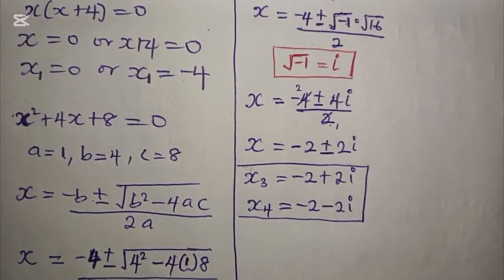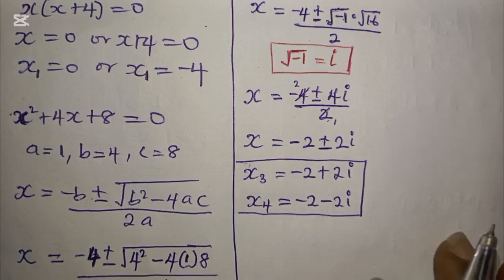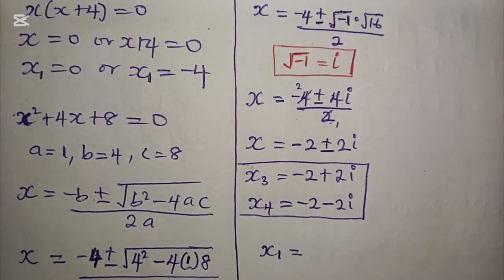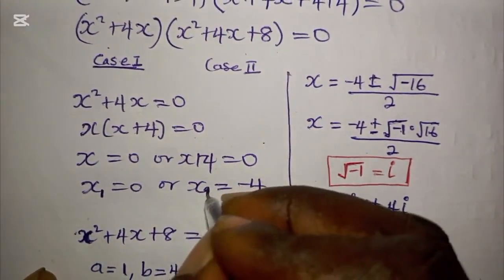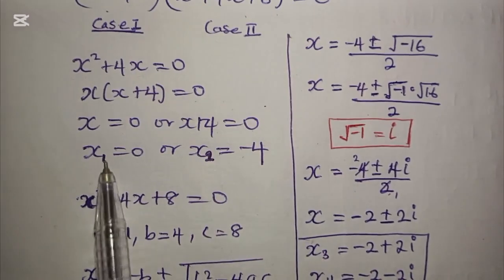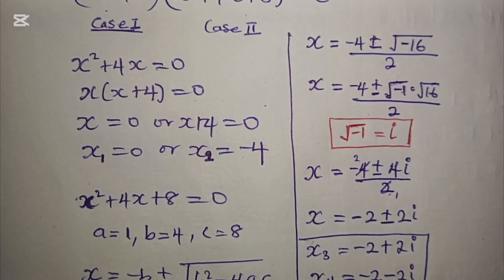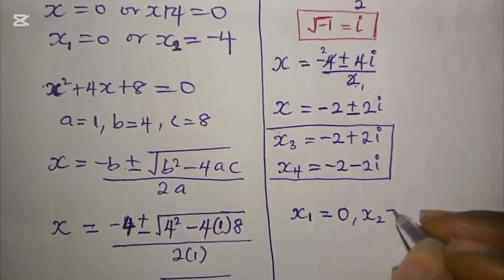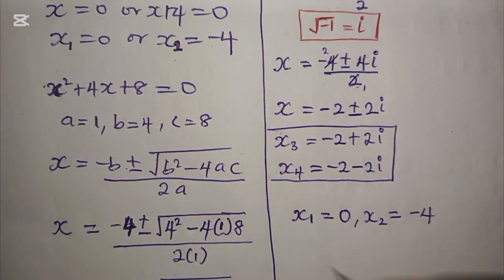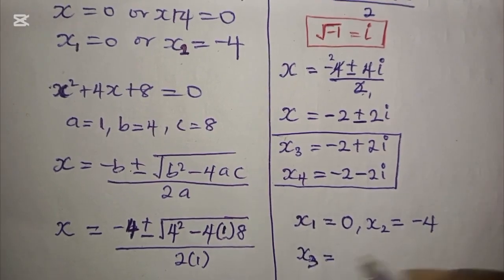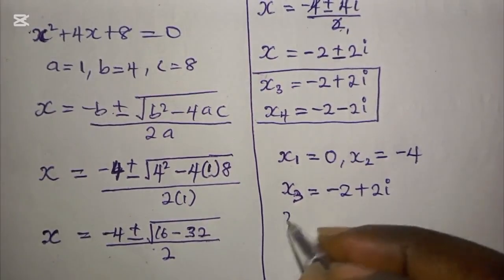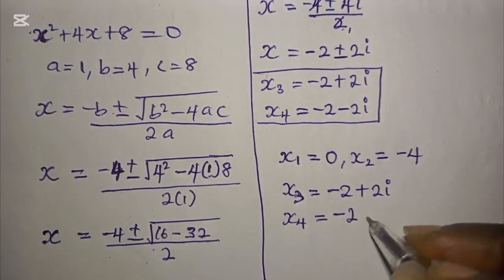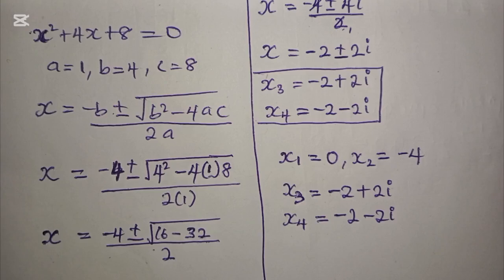So which means all the values of x: x1 equals 0, x2 equals minus 4, x3 equals minus 2 plus 2i, then x4 equals minus 2 minus 2i. That is the final answer.